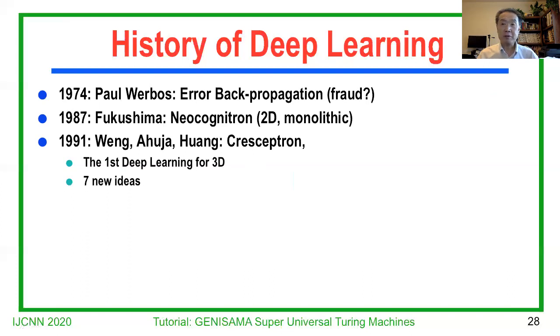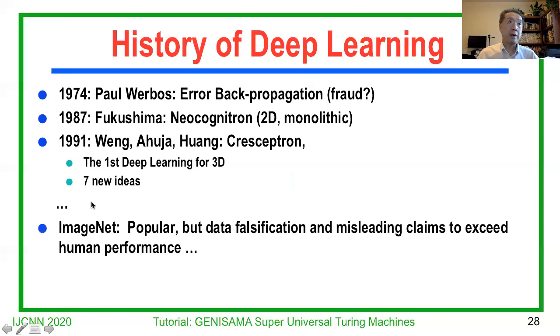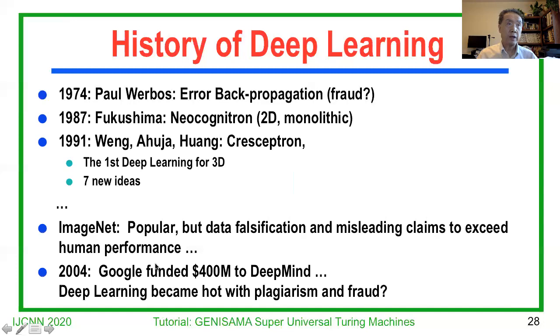Professor Thomas Huang said that Juyang Weng was ambitious. We have 7 new ideas. I'll talk about the new ideas later. And there are many deep learning people that you're familiar with. Then we have ImageNet, popular now, but I claim that it involved data falsification and made a misleading claim to exceed human performance. I'll get to that.